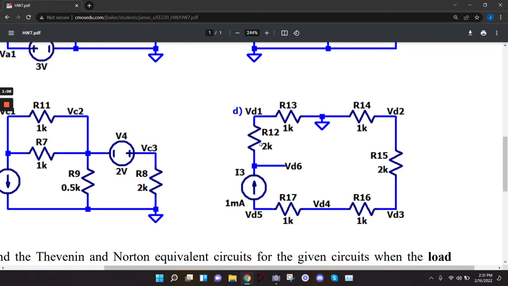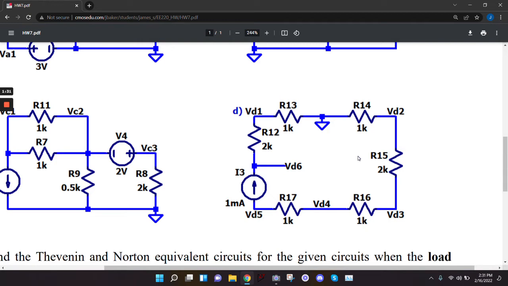There's 1 milliamp flowing through this 2K, so here, you know what, I'll do it real quick just because it's really quick. Let me just draw it out. So this is homework 7, 1D. Current source, resistor, ground, resistor.